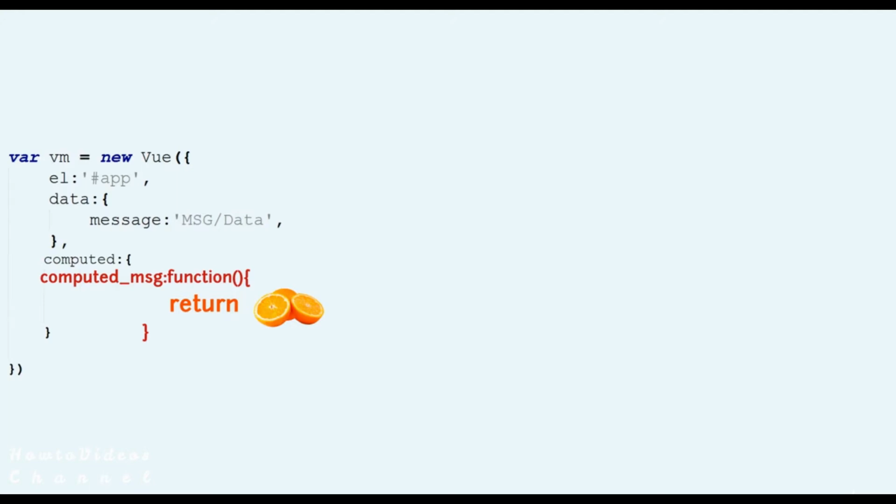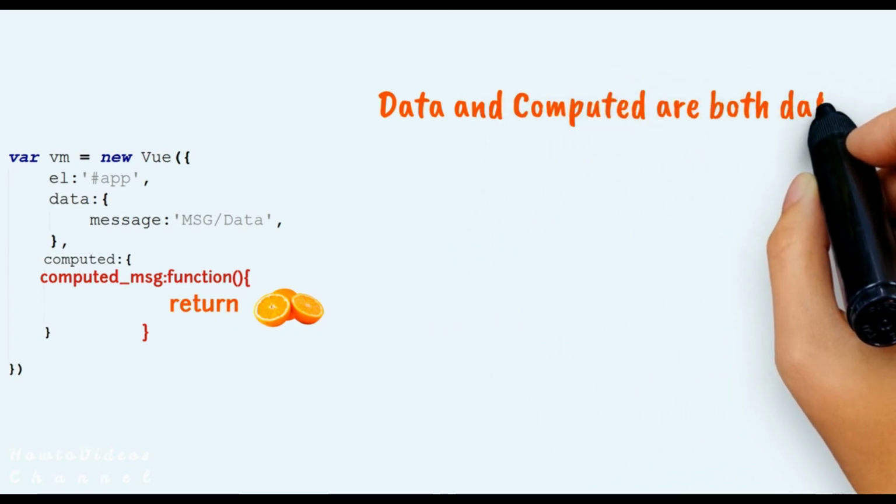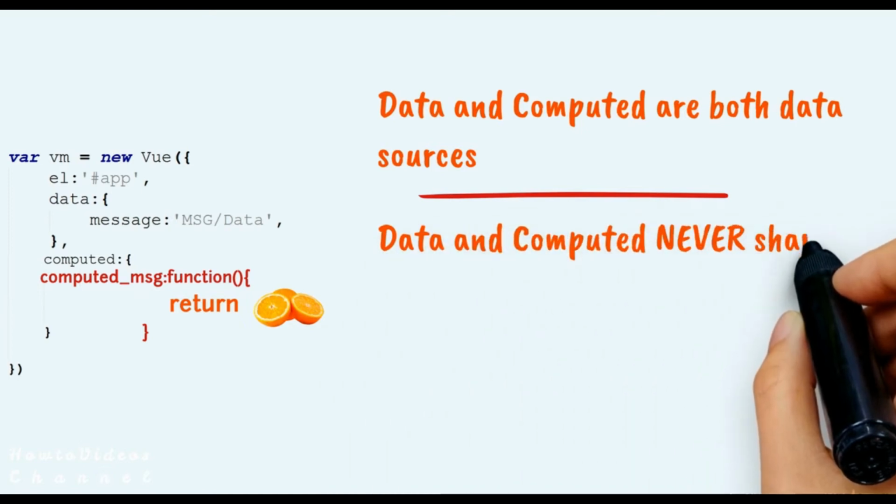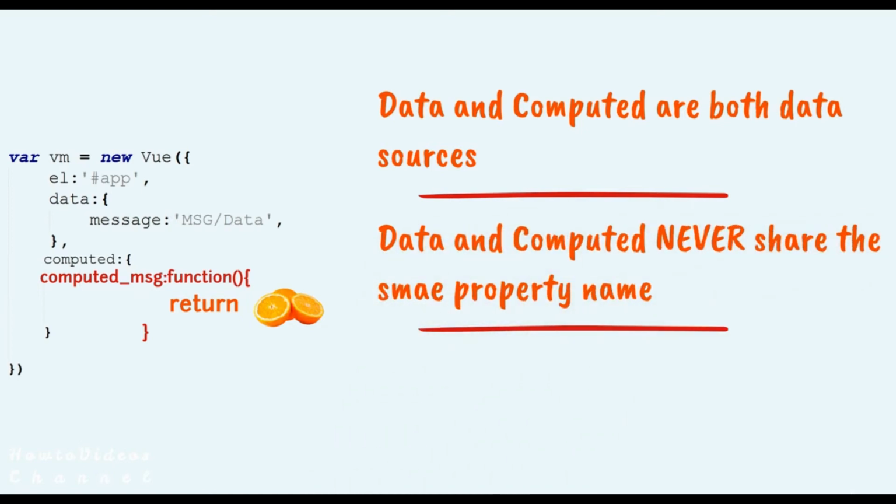About computed, there are three things you must remember. Both data and computed can serve as a data source. For example, the p tag can get its value from data as well as computed. In the same Vue instance, data and computed can never share the same property name. In other words, the same property can only be defined once, either in data or in computed.